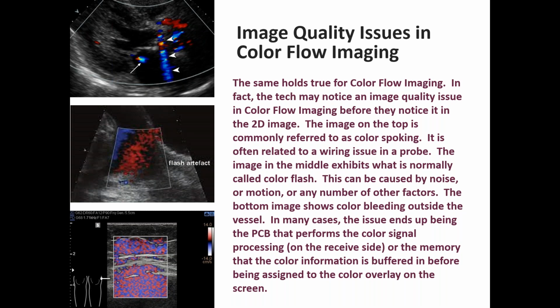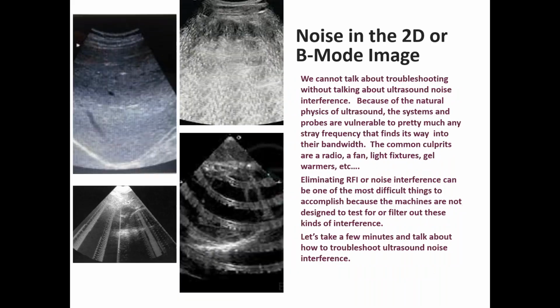The bottom image shows color bleeding outside the vessel. In many cases, this issue ends up being a PC board that performs the color signal processing on the receive side of the front end, or the memory that the color information is buffered in before being assigned to the color overlay on the screen.